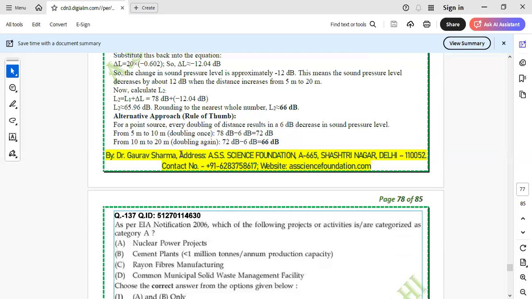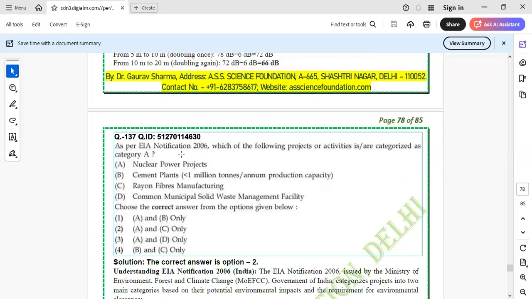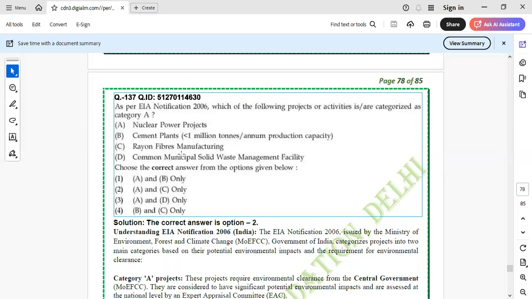Moving ahead, let's go to question number 137. This was done in the class by Manisha Ma'am while teaching EIA and all. So let's have a look at which are in category A. As per the notification 2006, they will mention whether they are asking on 2006 or 2020. So you have to keep in mind whether it is the 2020 guidelines or the guidelines of 2006. Which of the following projects or activities are categorized as category A?